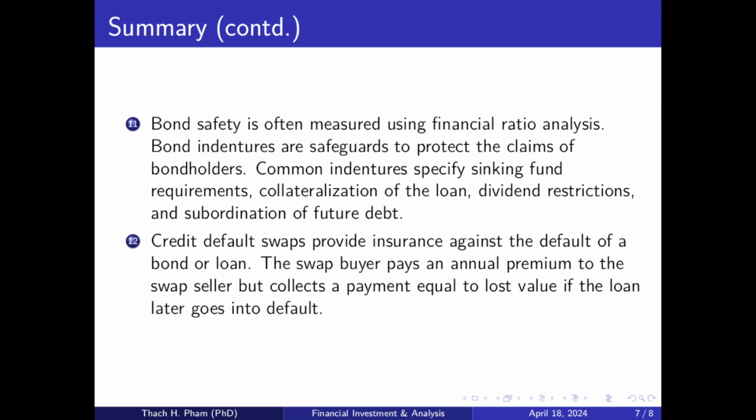Next, bond safety is often measured using financial ratio analysis. Bond indentures are safeguards to protect the claims of bondholders. Common indentures specify sinking fund requirements, collateralization of the loan, dividend restrictions, and subordination of future debt.